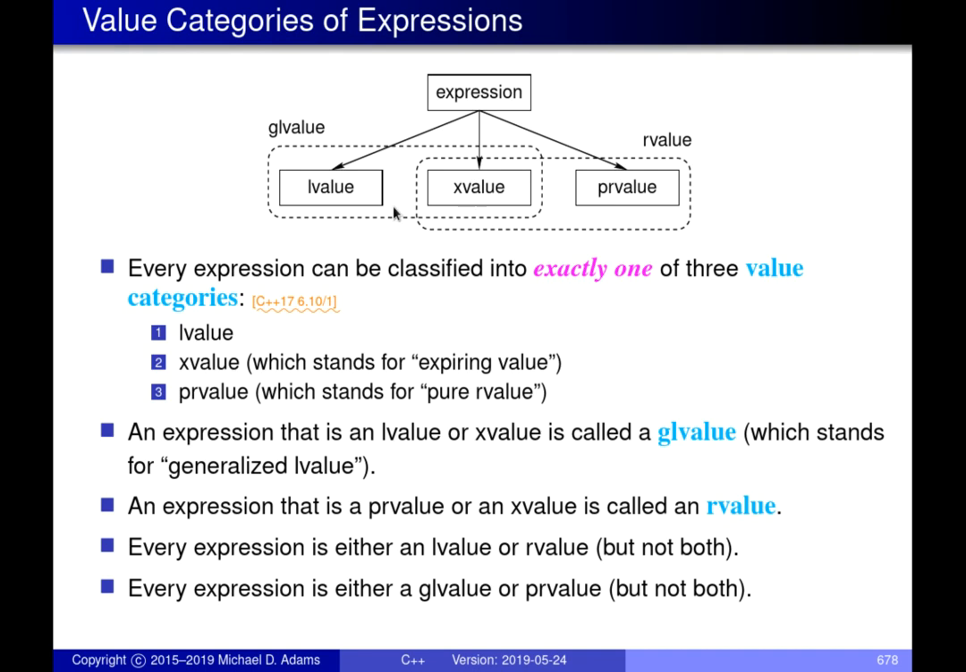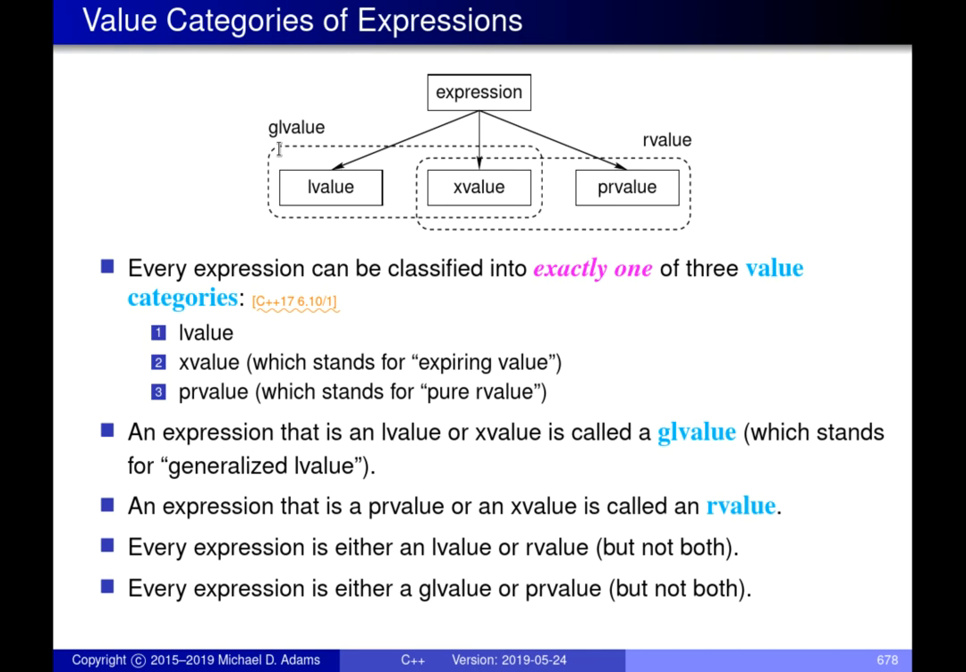In terms of a Venn diagram, we have something that looks like this. Every expression can be classified as either an L value, an X value, or a pure R value, PR value. But then we have two other terms that group various combinations of these things. Things that are not R values are called generalized L values, GL values. So a GL value is something that's either an L value or an X value. Then we also have the opposite grouping, in this dotted line circle here. Something that's either an X value or a pure R value is called an R value. And a thing that's either an L value or an X value is called a GL value.